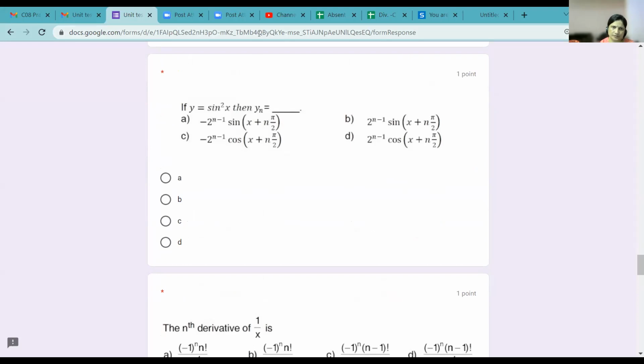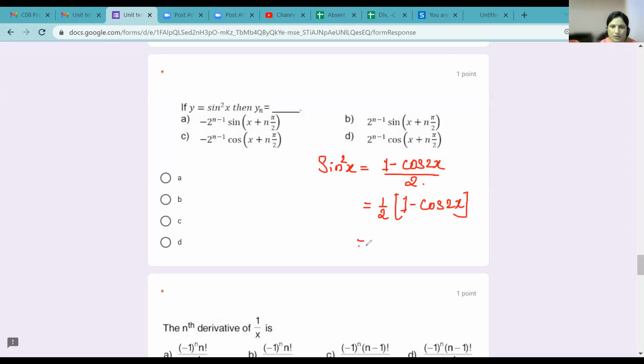Sine square x is equal to 1 minus cos 2x by 2. So it is 1 by 2 in bracket 1 minus cos 2x.